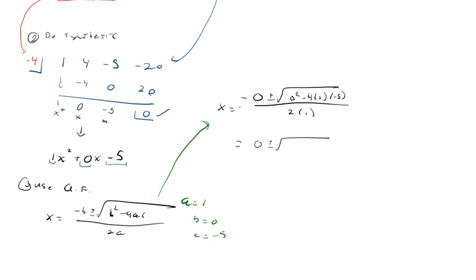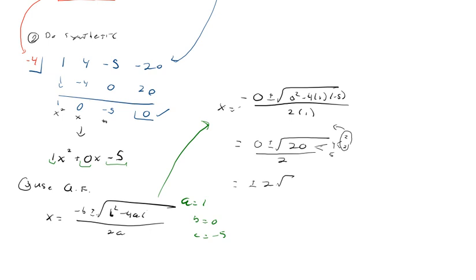And so I have my two answers. I have 2 root 5 over 2, or negative 2 root 5 over 2, which I can simplify to be just square root of 5 and negative square root of 5. And my 2's can cancel. And so there are my other two zeros: square root of 5, negative square root of 5. So there you go, everybody. Finding all the zeros of this one.